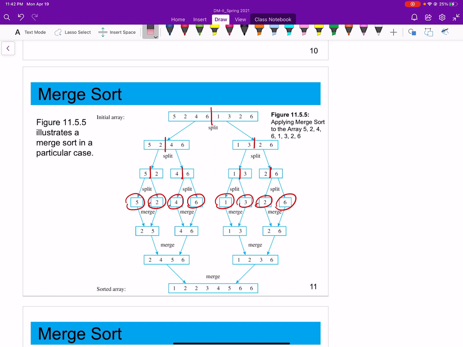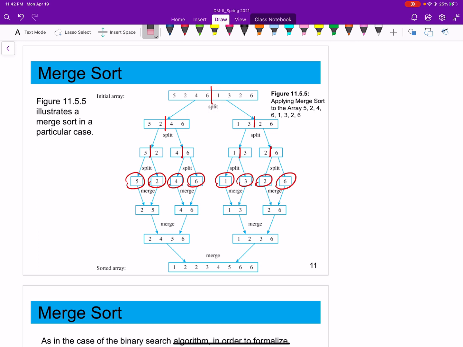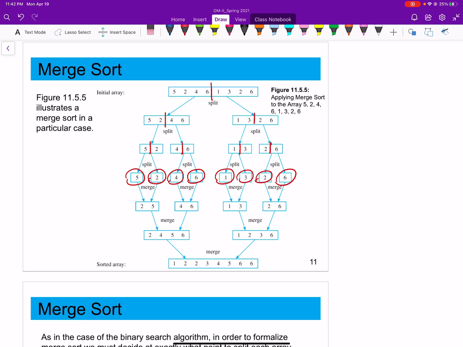Now I have single elements. From there, I start merging such that the merged array is sorted. Now I have 5 here, 2 here. I have to bring the smallest element first, so I bring 2 here and 5 there because 2 is smaller. Then for the next 2 elements, it's 4 here, 6 here. So I bring 4 here and 6 there. Then 1, 3 are already sorted, so I put 1, 3. Then 2, 6 are already sorted, so 2, 6. That's how I merge them in this step. These two are merged, these two are sorted, those two are sorted.